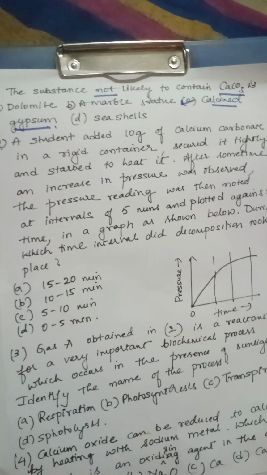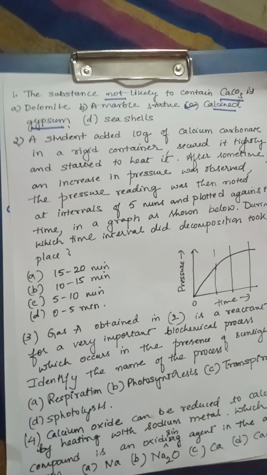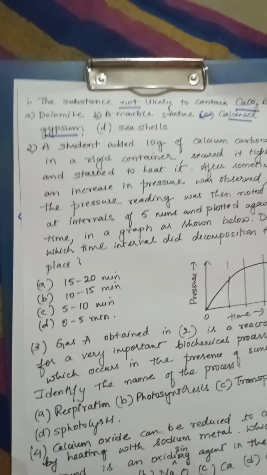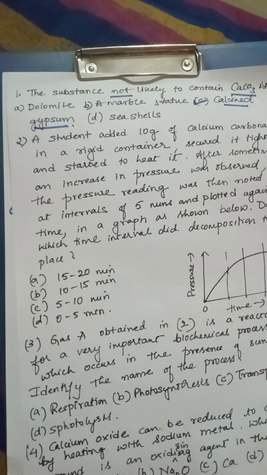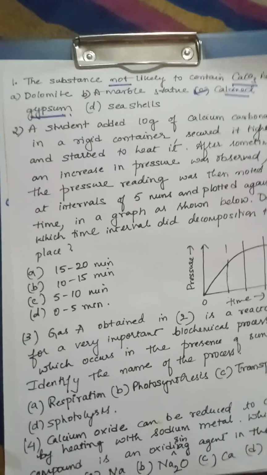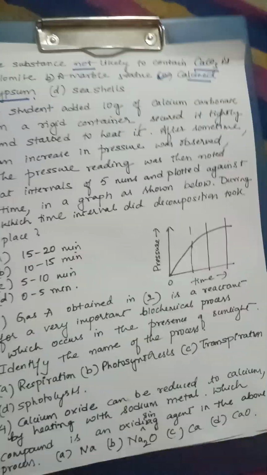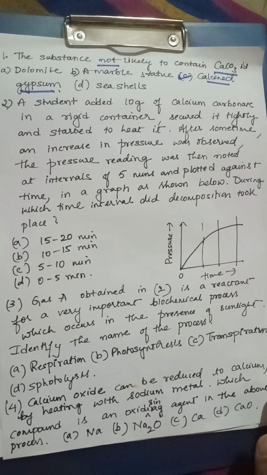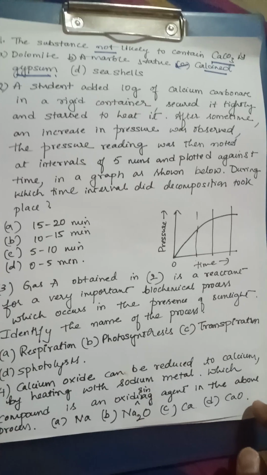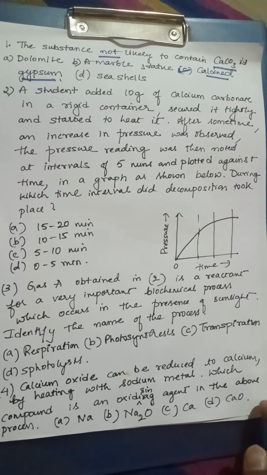A student added 10 grams of calcium carbonate in a rigid container, secured it tightly, and started to heat it. After some time, an increase in pressure was observed. The pressure reading was then noted at intervals of 5 minutes and plotted against time in a graph as shown below. During which time interval did the decomposition take place?